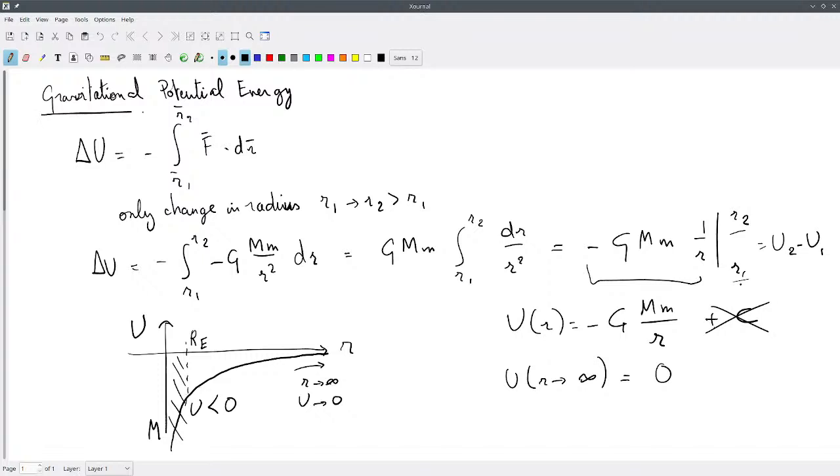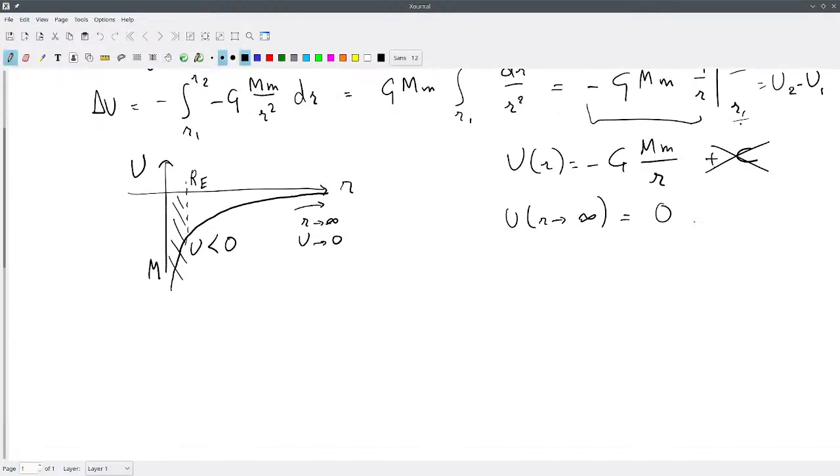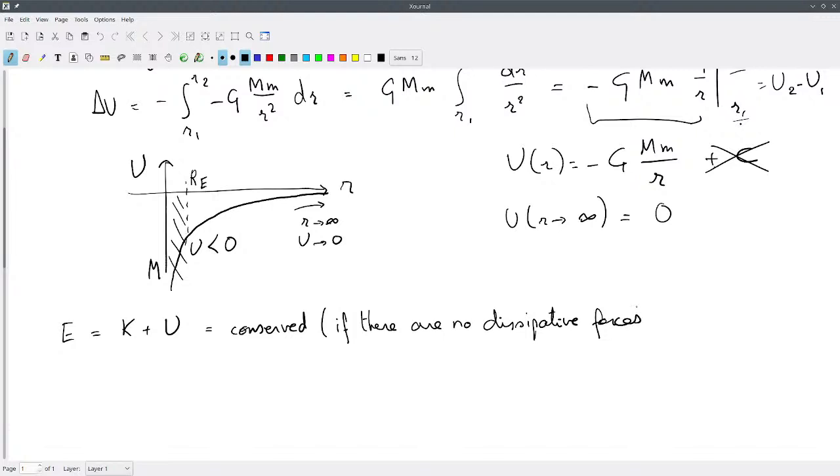With this gravitational potential energy, we're of course going to have conservation of energy. So the total energy, which is the kinetic energy plus the potential energy, is conserved if there are no dissipative forces. If there are no dissipative forces, then the sum of the kinetic and the potential energy will be constant.